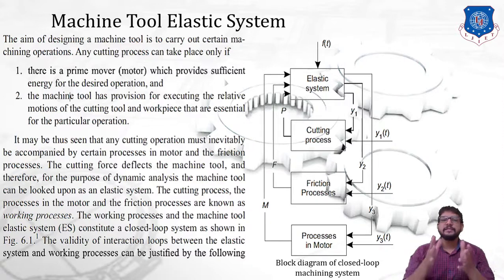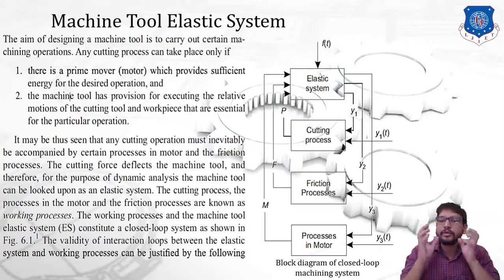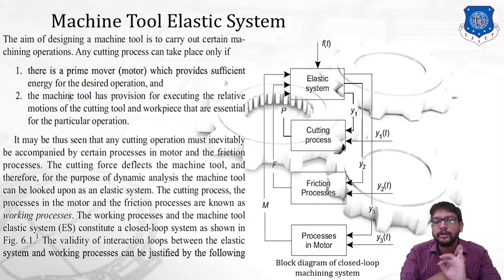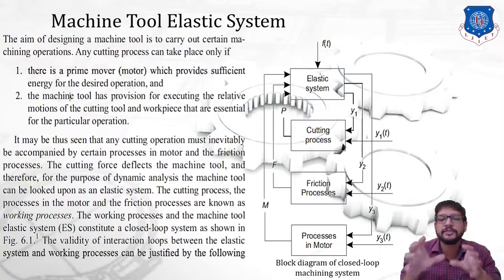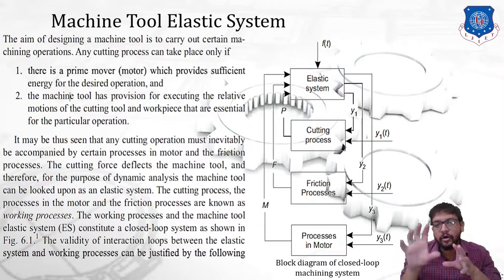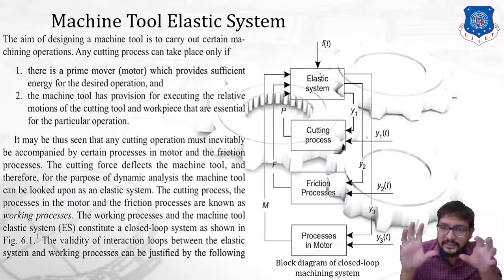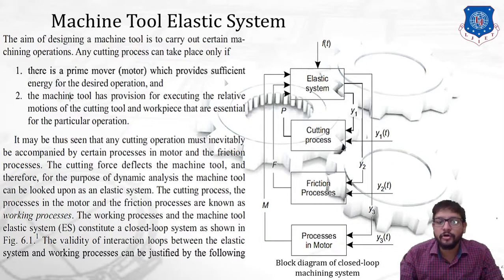Now, the cutting process and the process in the motor along with the frictional process are known as the working process. Remember, the cutting process, the process going on inside the motor, as shown in the block diagram, and the friction process all contribute as the working process. The working process in a machine tool elastic system will form a closed loop system. So all three processes along with the elastic system, that is our machine tool, contribute to a closed loop system.